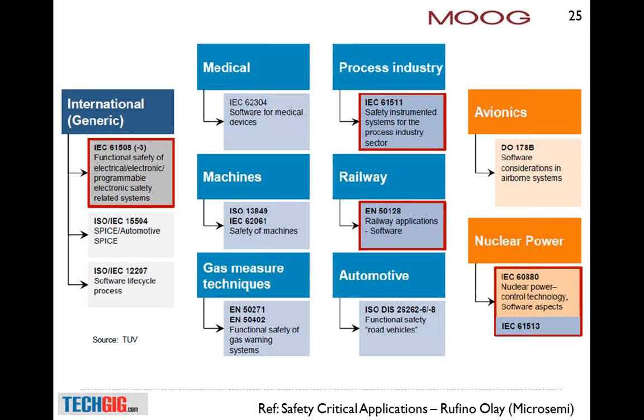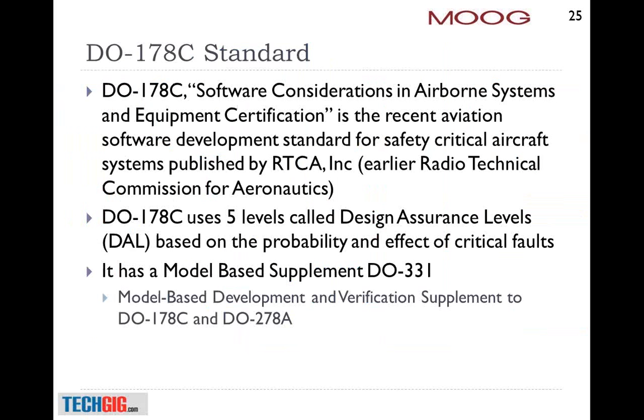So you have the medical field with the 62304, you have the automotive domain with the 26262, you have the railways with the 50128, and the avionics with the DO178C. So you have all the standards in place. So we have done a good job there.